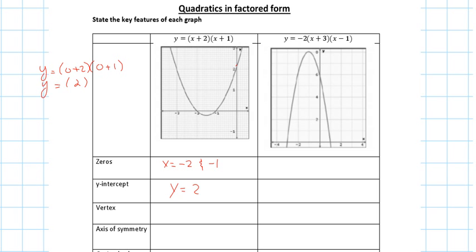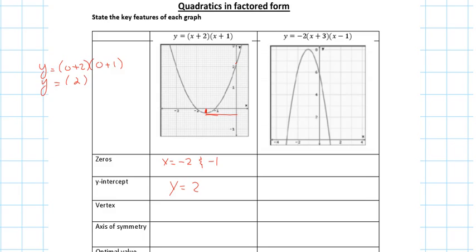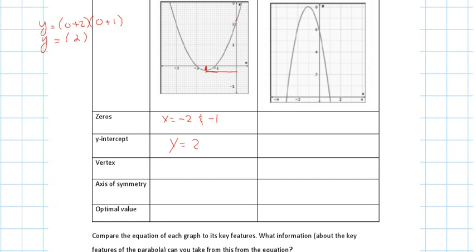Vertex? It's negative 1.5 and it looks like negative 0.25. So it'd be negative 1.5 and negative 0.25. The axis of symmetry is? X equals negative 1.5. Optimal value is? Y equals negative 0.25. Good.